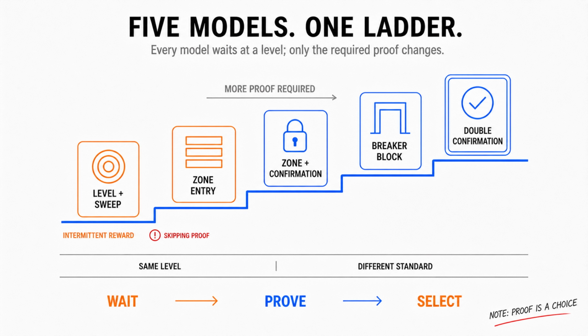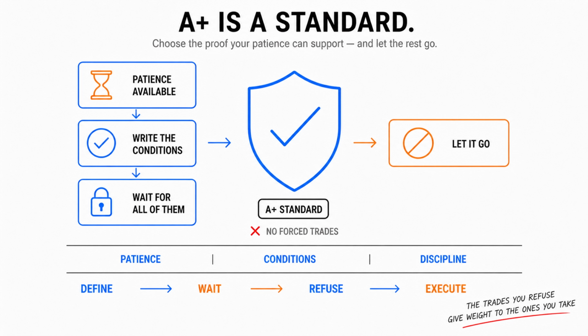So look back at these 5 models as one ladder rather than 5 separate choices. Every one of them marks a level and waits for price to come back to it. What actually changes from the first to the last is how much proof each one demands before it allows you in. The reason traders keep sliding down that ladder is not ignorance, it is intermittent reward. The unconfirmed entry pays often enough to feel validated, and every time it pays, the habit of skipping proof gets reinforced a little more. That is why A+ is a standard, not a setup.